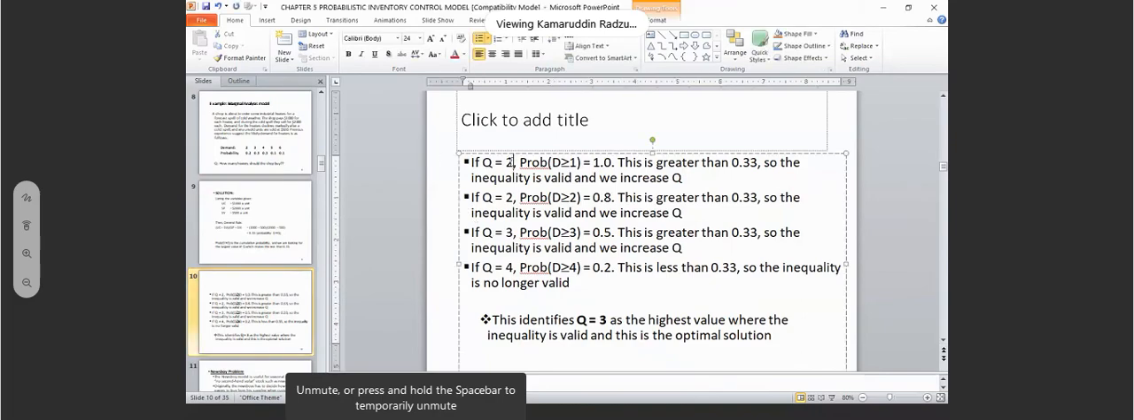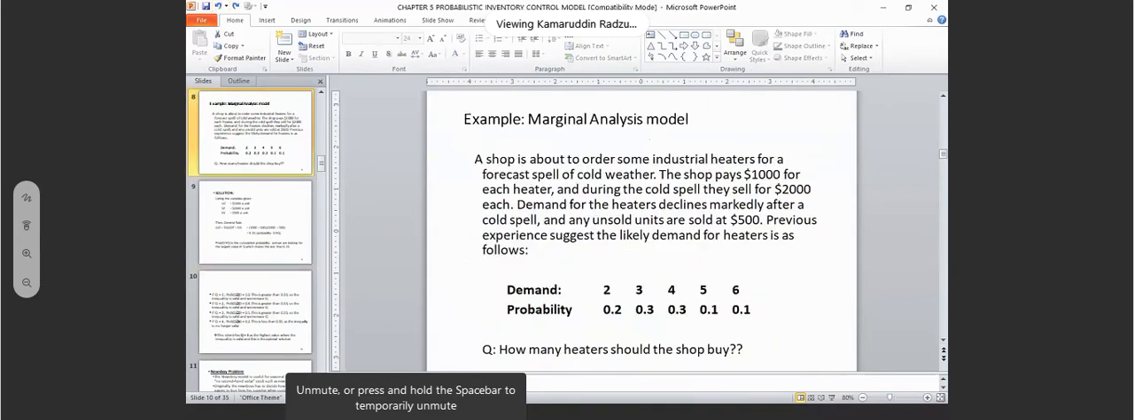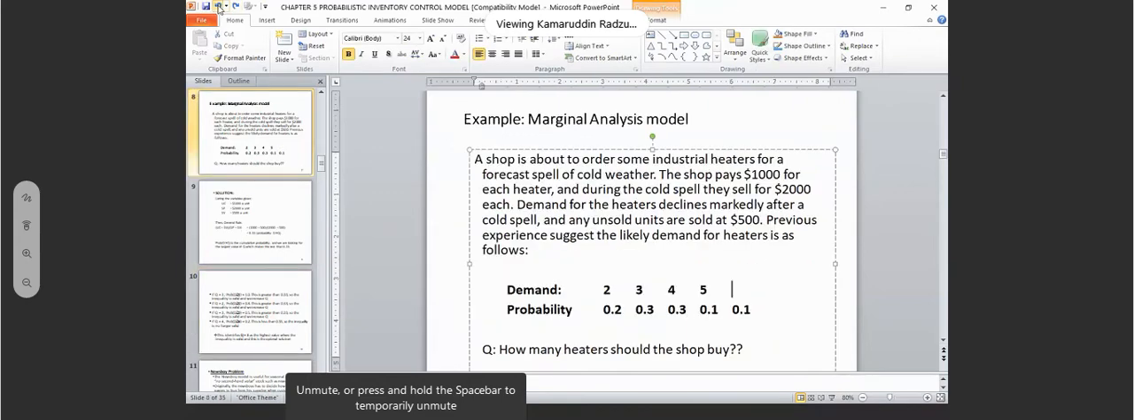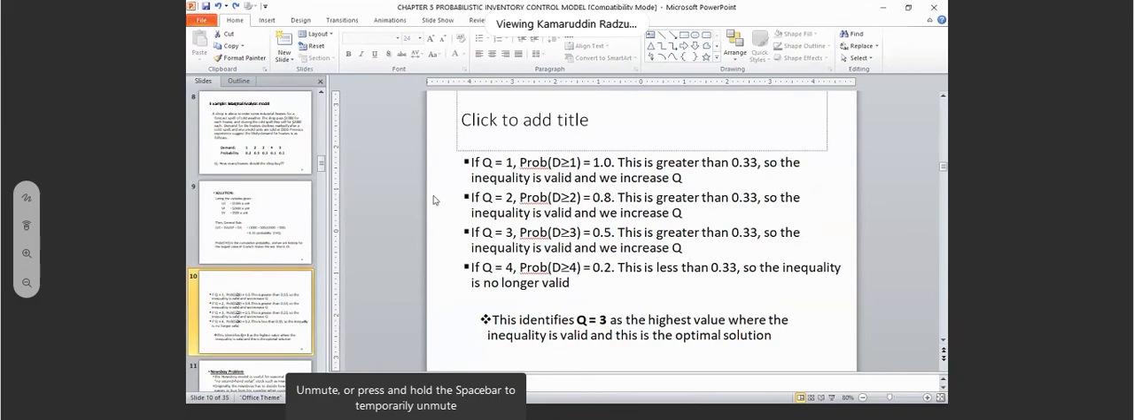So we go back here, we have 1, and also we have here 1. Okay, so the lowest order quantity, the probability will be 1.0, and the second lowest order quantity will be 0.8. How do we get 0.8?